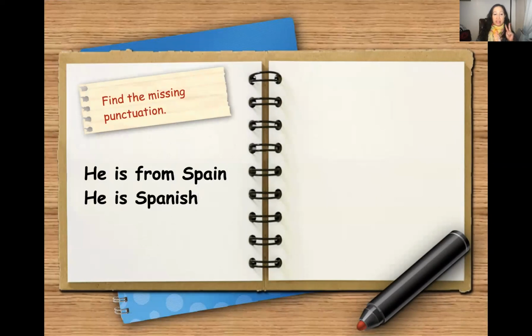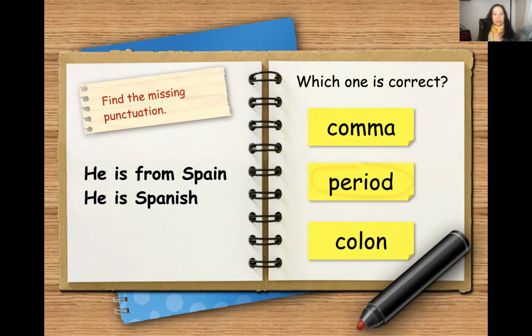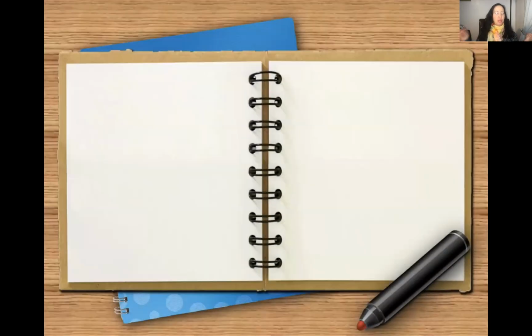There's two sentences here. He is from Spain. What do we use at the end of the sentence? He is Spanish. So I'm going to help you out. Which one is correct? Is it comma, period, or colon? And where do we put it in the sentence? Period. I went too fast because it was so easy for you. You were like, move on.